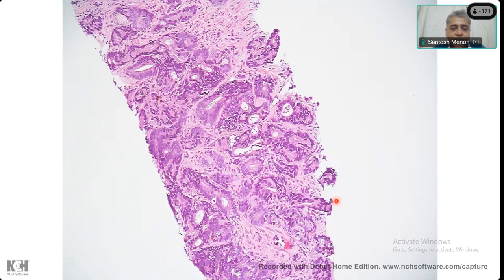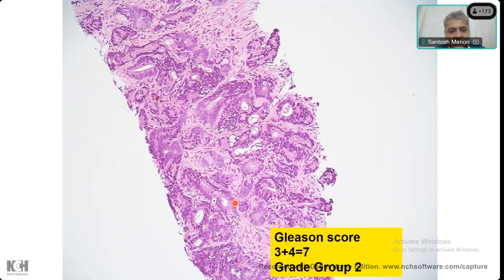In comparison, look at this picture. Srinivas, what would you think this is? Do you think there is some fusion here? Yes, sir. Yeah. So there is some degree of fusion at least here and here. So there is some pattern 4 in this, but most of them are again pattern 3, and then there are some 4s here. So this would probably be a 3 plus 4 equals 7, grade group 2.